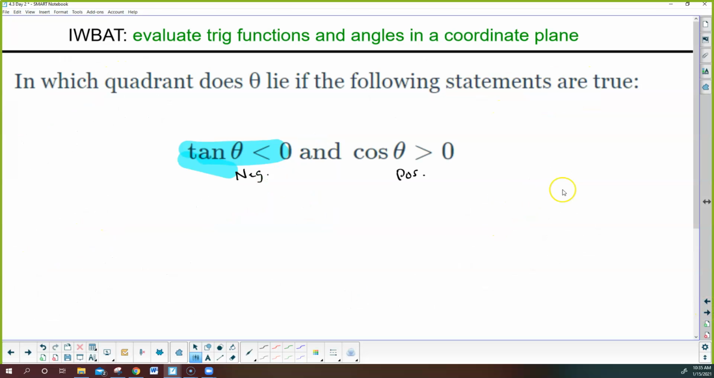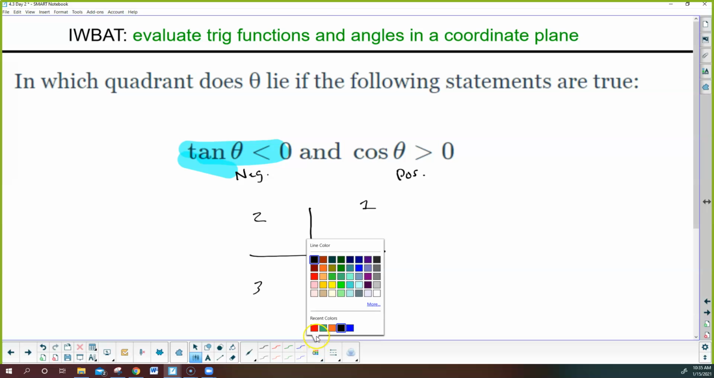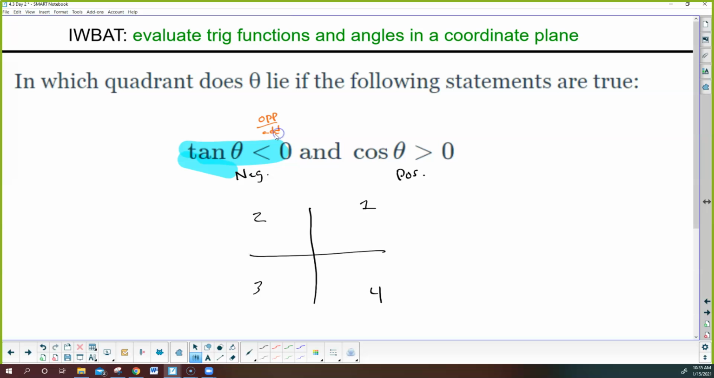Okay? Now, there's another way to think of this, and it's kind of think of it as your own. Here's quadrant 1, 2, 3, 4. And this is the way that I would do it, because I don't have that chart memorized. But what do I know about tangent? Tangent is TOA, opposite over adjacent. So if this is true, then the opposite has to be negative. In that case, that would put us over here and down. That's where the opposite would be negative and the adjacent would be positive. So tangent is negative here.